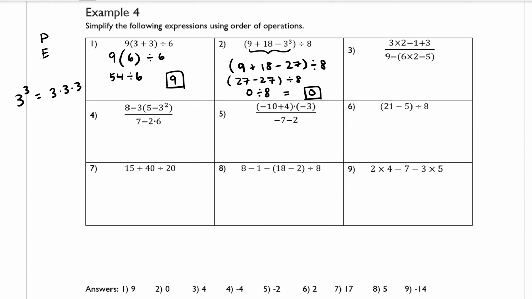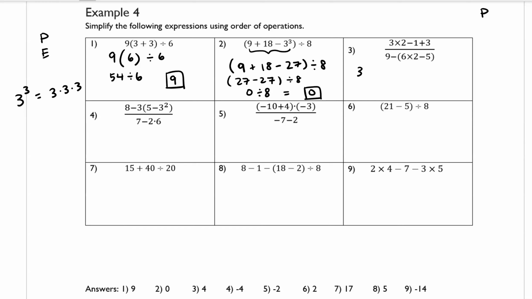All right, let's do number 3. So let's run down the list. We have parentheses, and we have a set of parentheses down at the bottom here. So multiplication comes first. I'm going to kind of do this in a couple steps. So we'll do the multiplication first inside the parentheses. So 6 times 2 is 12, and then I'm going to subtract 5 from that, which gives us 7.